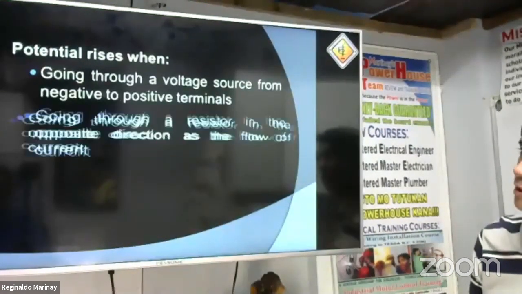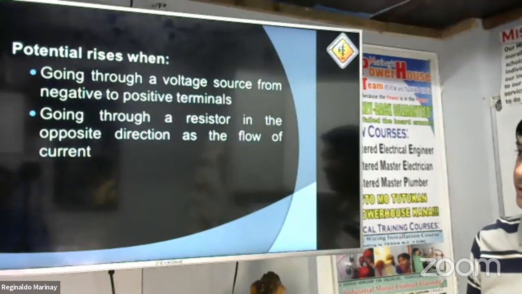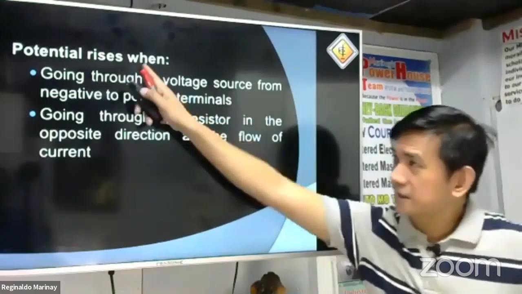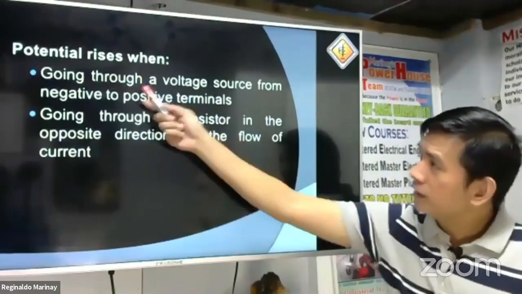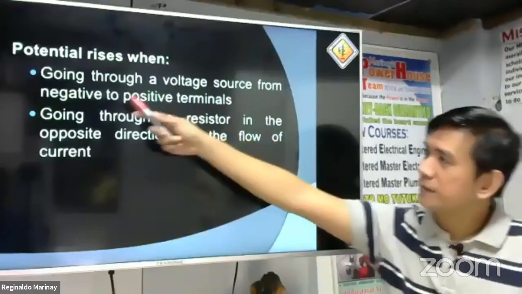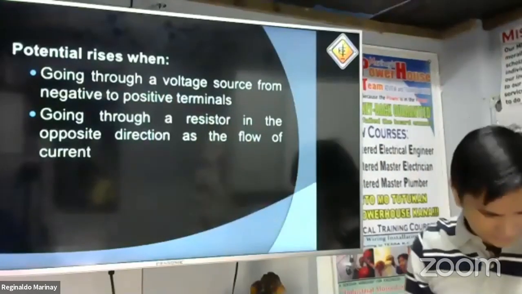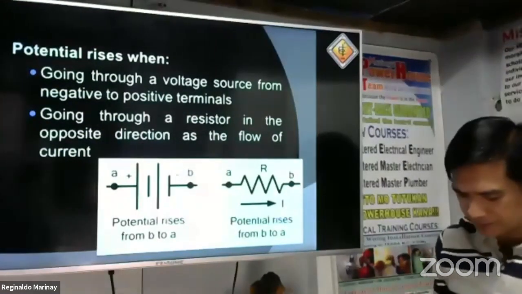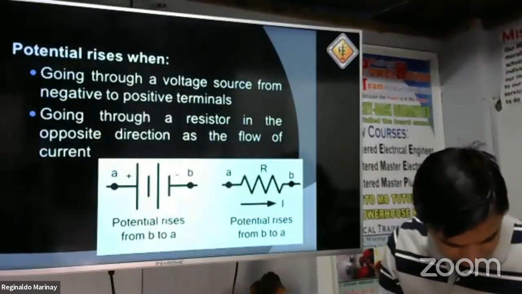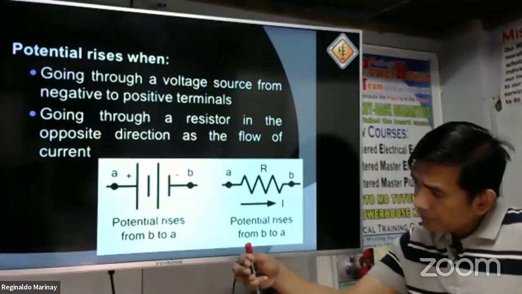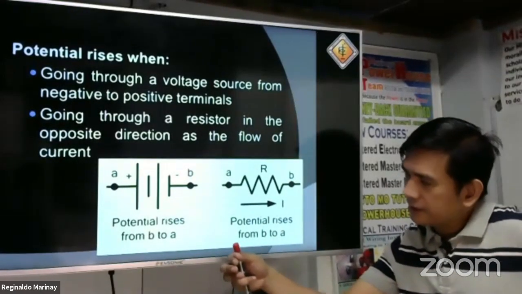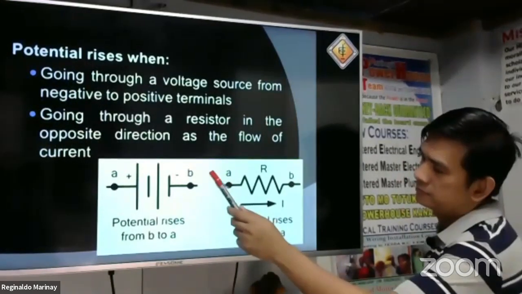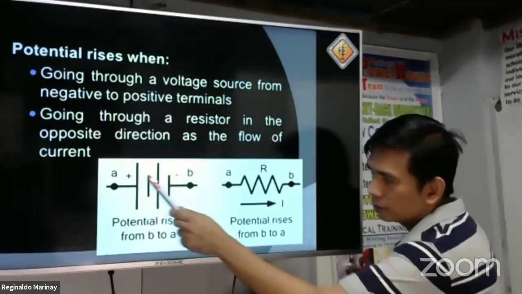Okay. Let's go over potential rises. The potential rises when going through a voltage source from the negative to the positive terminal. Okay, so that is negative to positive terminals. There is a potential rise. Let's take a look at our figure. Our potential rises from B to A. From B going to A.